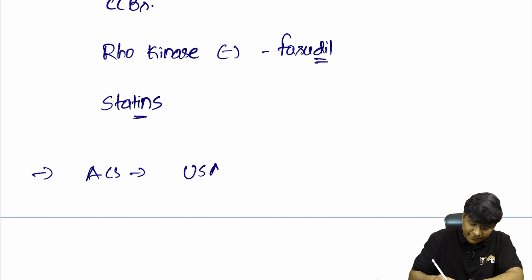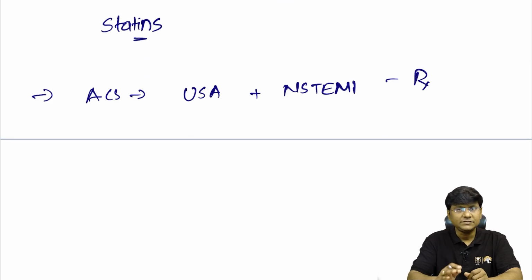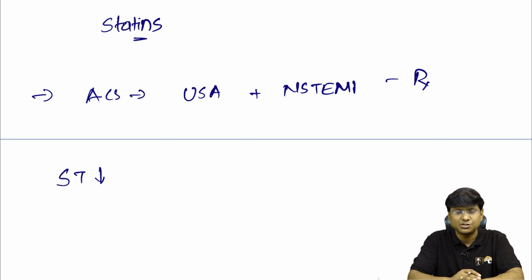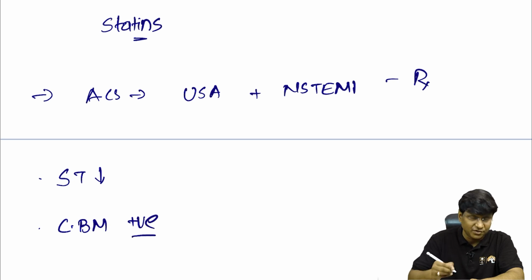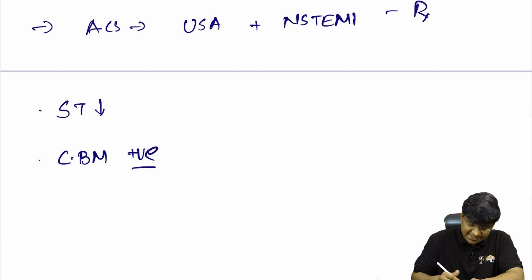In case of unstable angina as well as non-ST elevation MI, the treatment is the same in both of these scenarios, right? But what is the difference between unstable angina and NSTEMI? In both of them, the ECG will show ST segment depression, right? But the cardiac biomarkers will be positive in non-ST elevation MI, but negative in unstable angina. And these cardiac biomarkers include the troponin as well as the CK-MB.